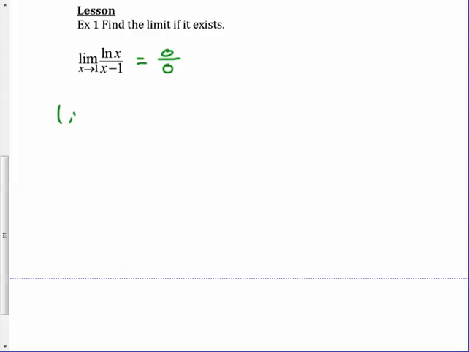So, recalculate the limit, the derivative of the top over the derivative of the bottom. Simple as that, right? Now when we recalculate the limit, I get 1 over 1, which is 1.